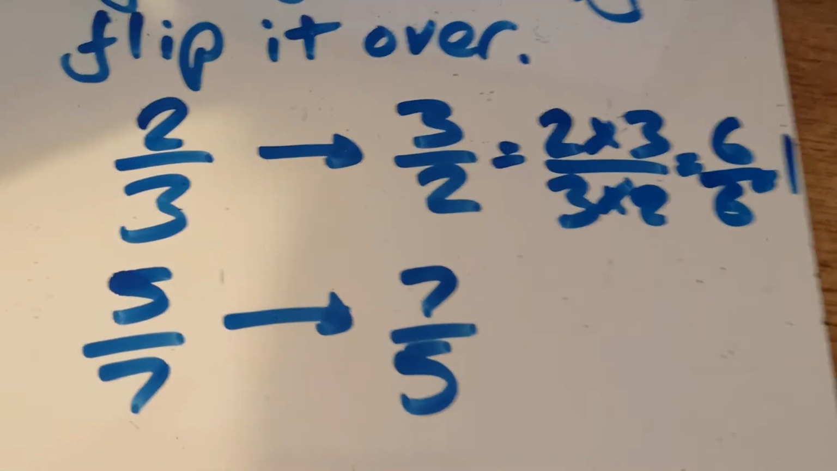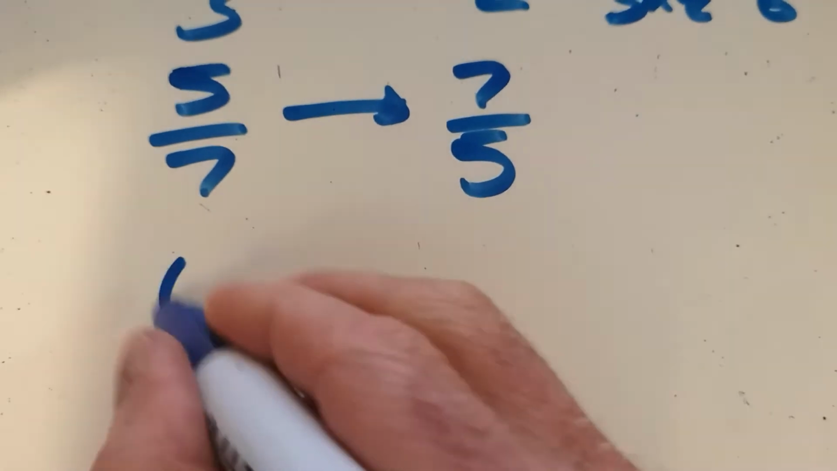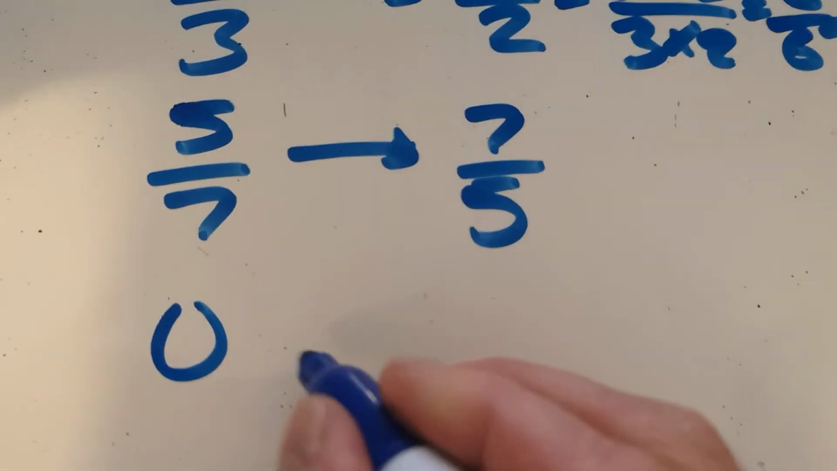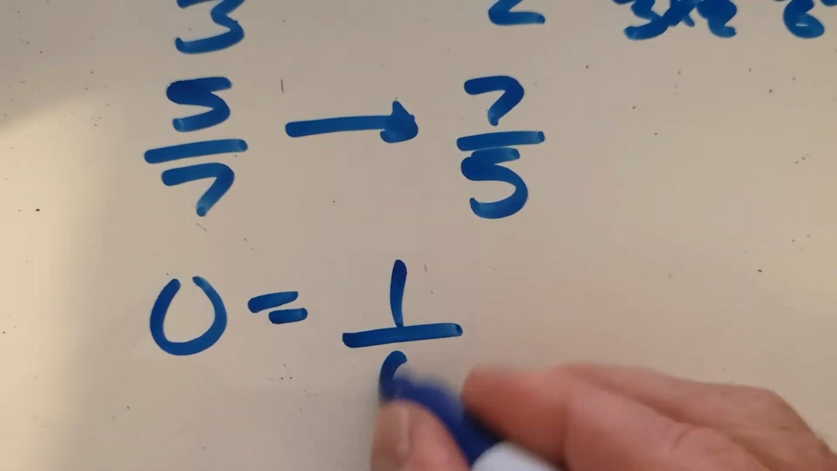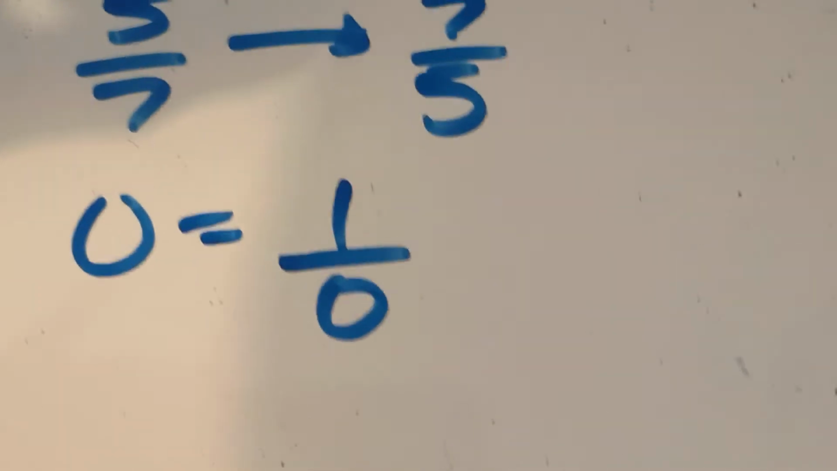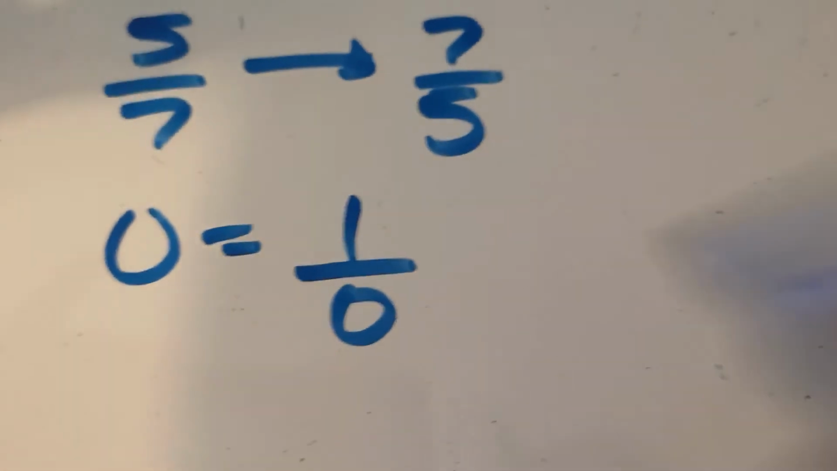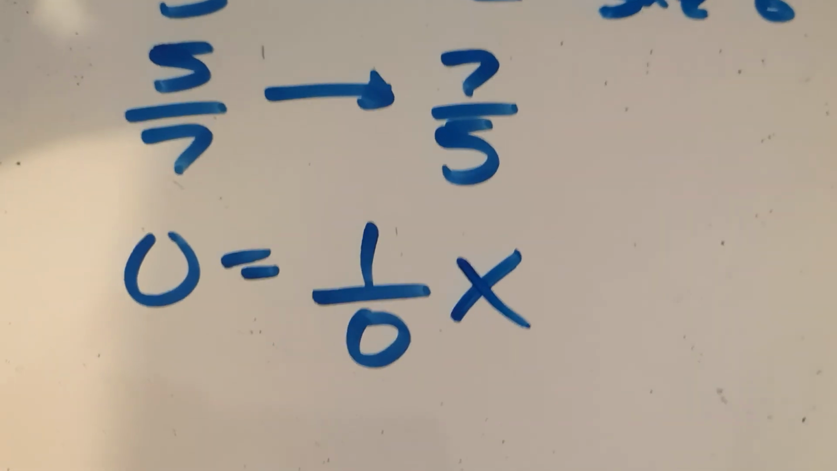One little thing as well, 0 hasn't got a reciprocal. If you think about it, if you try to do that, 1 over 0, which would be what the reciprocal would look like, you can't actually divide anything by 0. It wouldn't work. So basically 0, no reciprocal.